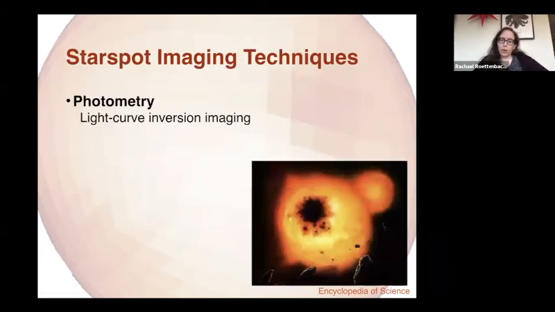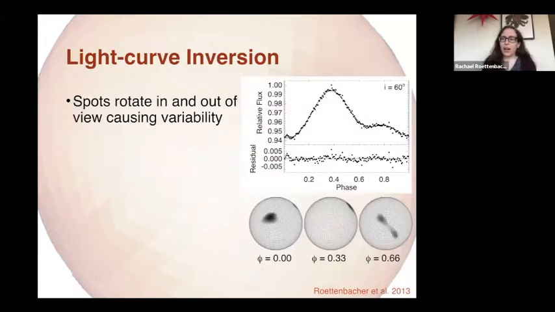So I'm going to go through a couple of the different techniques that I use. The first one is with photometry. It's light curve inversion imaging. And so the idea here is that you have a light curve, and you can reconstruct the surface of the star that would create that. So you can see on the right an example of a light curve, and below that are the surface from 3 different phases.